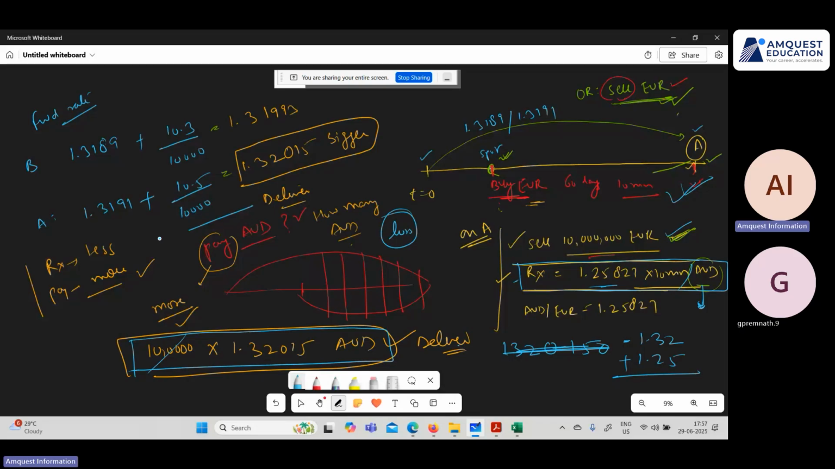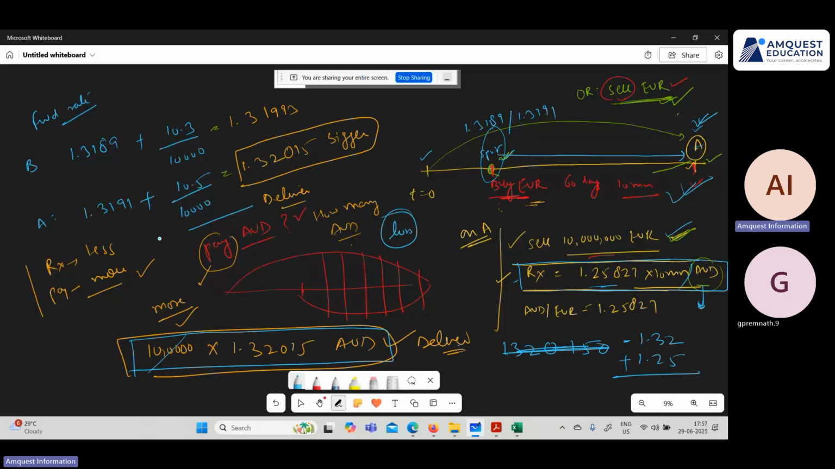But the last bit is that whatever profit or loss we have calculated will be realized on A. Yes or no? You are entering into a contract, you are just entering, but the transaction would still happen on A.